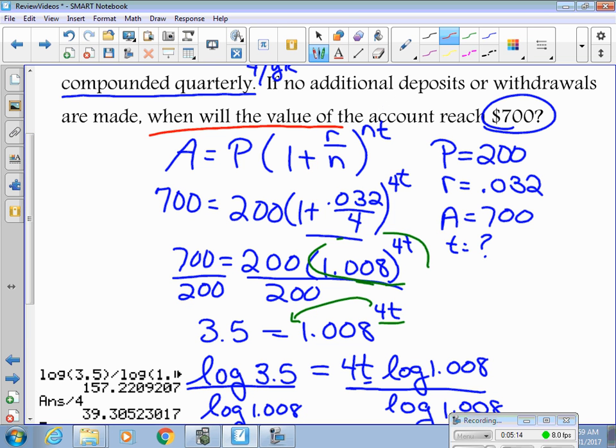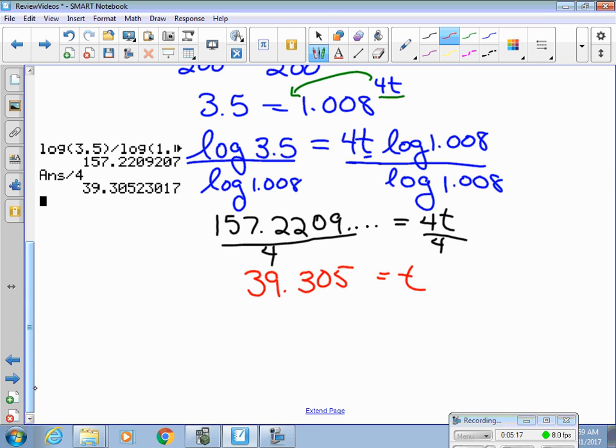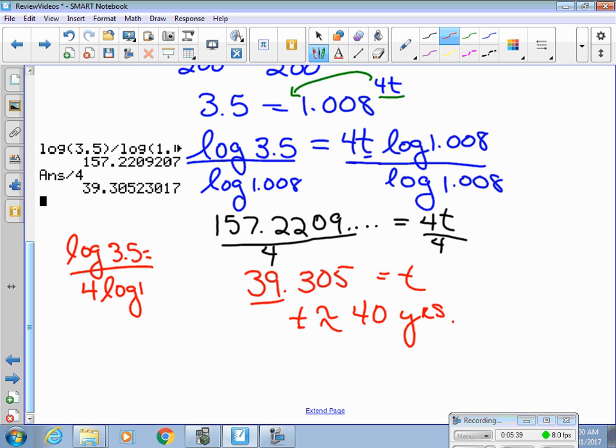Let's see, it's asking us about how many years it is going to be until, when will the value of the account be 700? Well, it's not going to be at 39 years, so T is going to be approximately 40 years. Because at the end of that 39, we're not going to have a total of 700. We're going to be a little short. Now, if you wanted to go back and do your log of 3.5 divided by 4 log 1.008, you're going to come right up with that answer there. So just remember, you can divide by this and this at the same time.